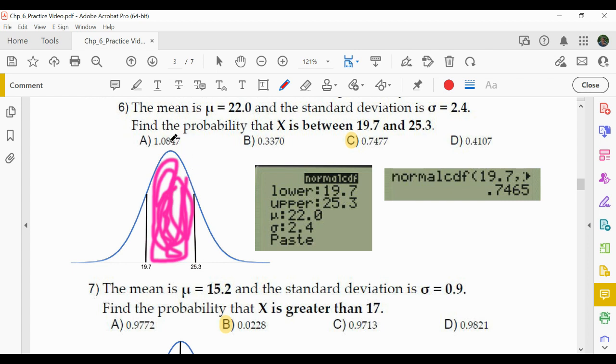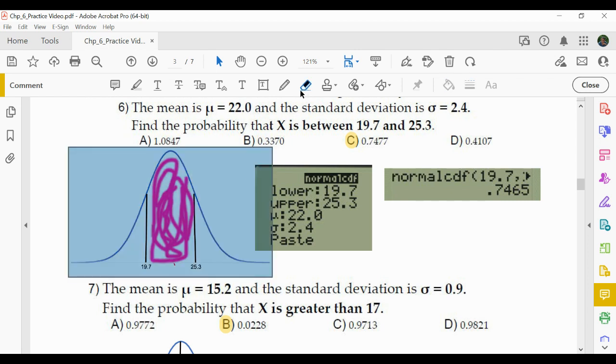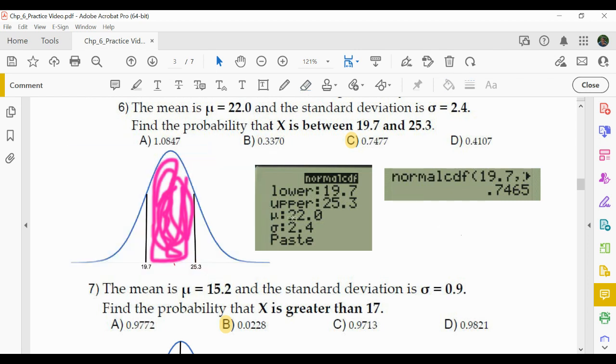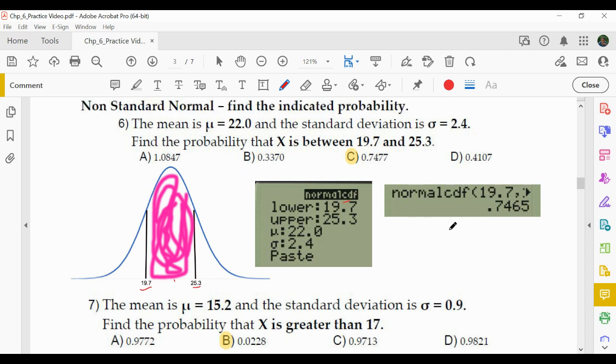What I did is I envisioned my mean here being 22. I made sure that 19.7 was to the left and 25.3 was to the right of what I consider to be the mean right there. So my low level, there it is, 19.7, and there's my upper limit, 25.3. It's a non-standard normal, so he tells me the mean is 22 and what the standard deviation is. And we come back with an area of 0.7465.